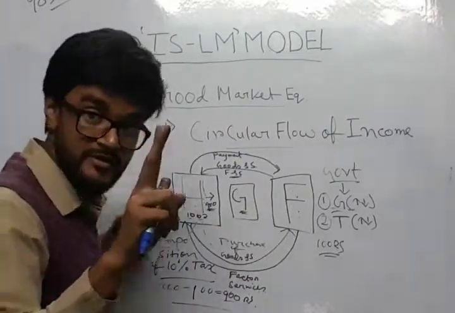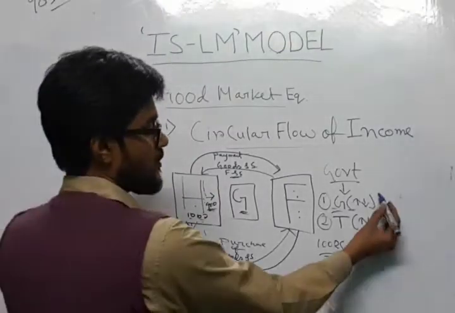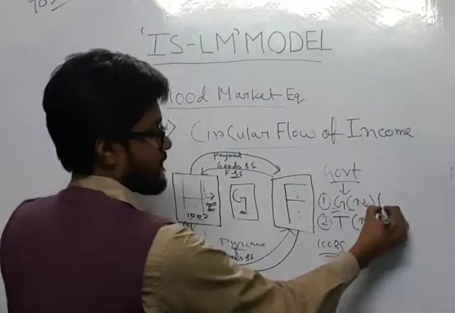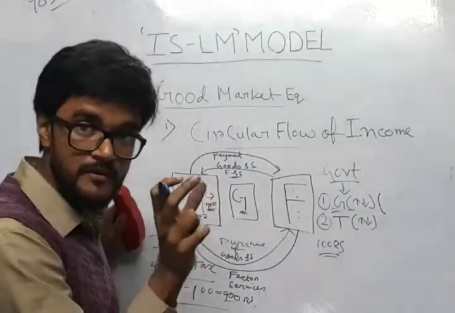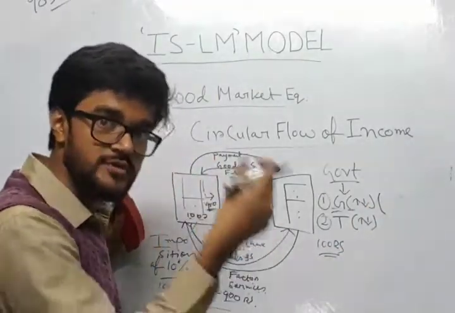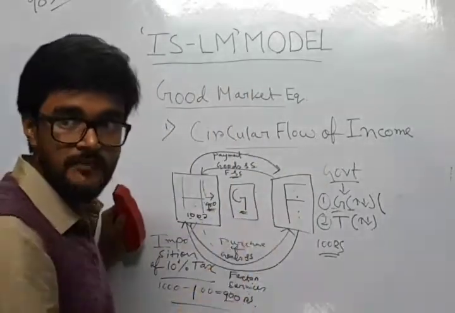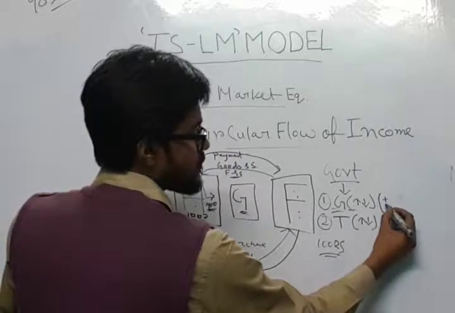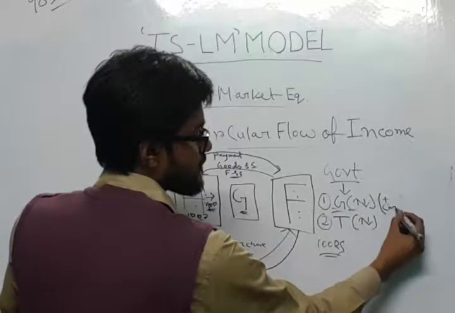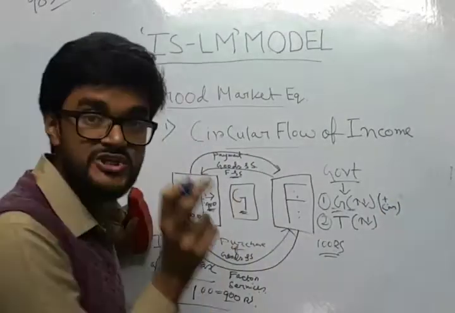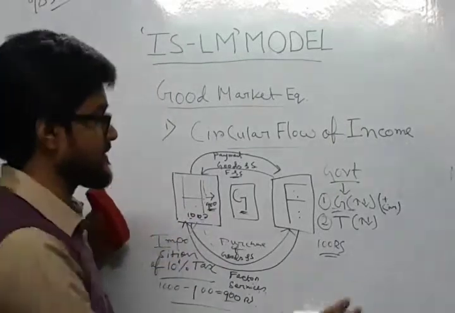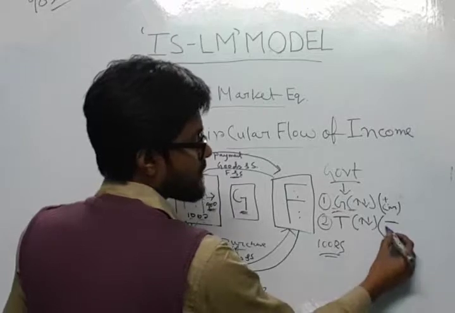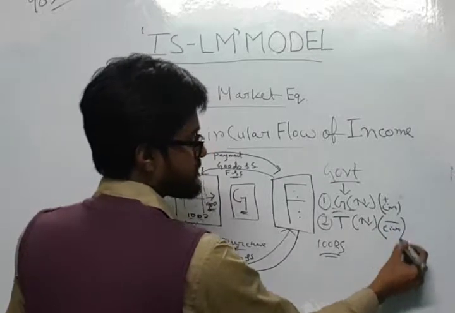So now here are two things that we have to remember. When government expenditure increases, due to the G term, it adds to the circular flow of income. And the T term, that is tax, reduces, or is negative, from the circular flow of income.